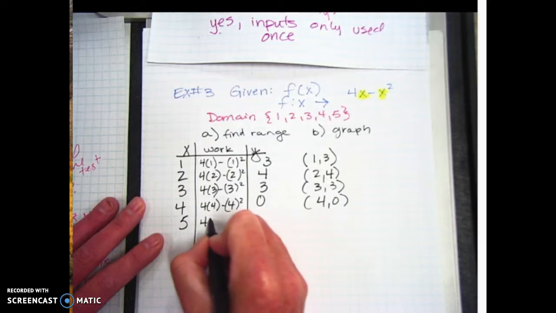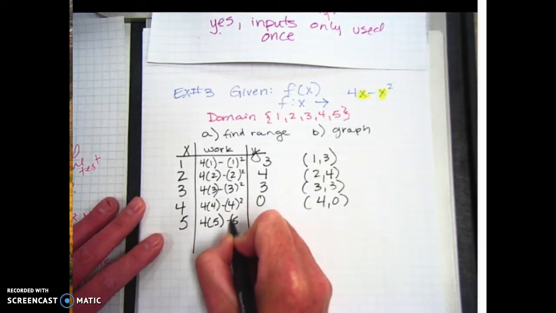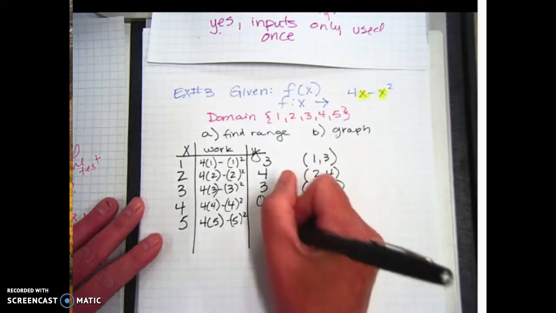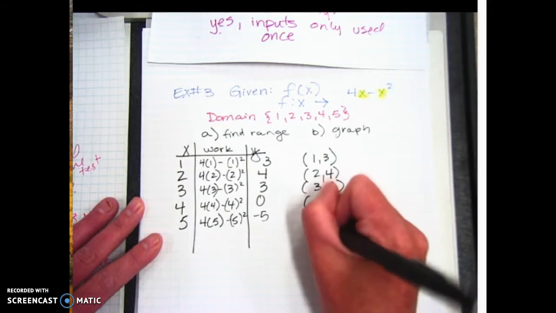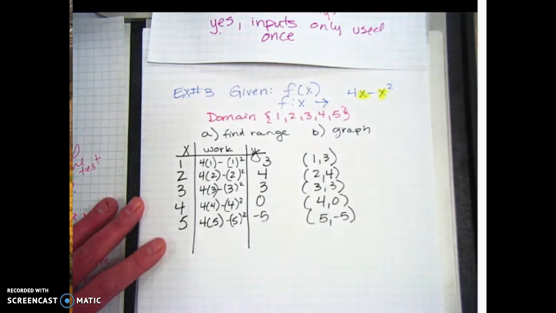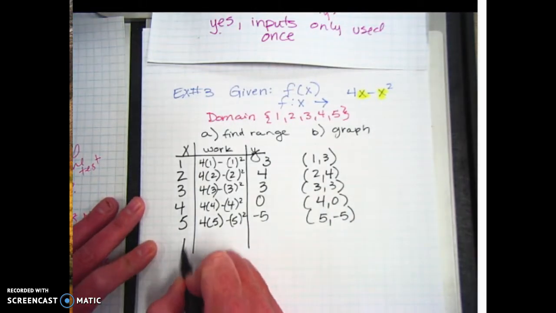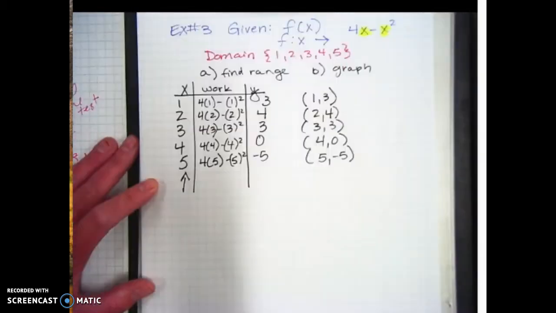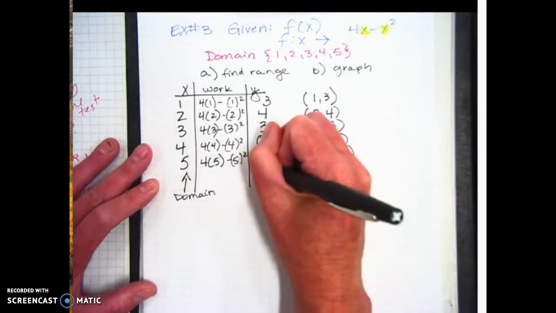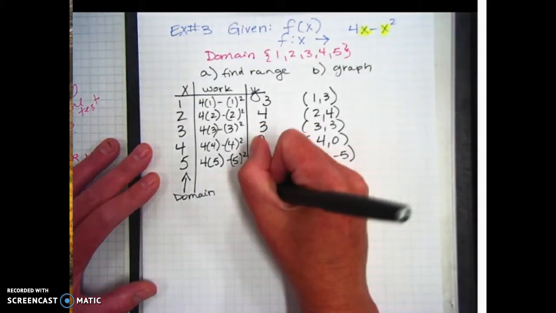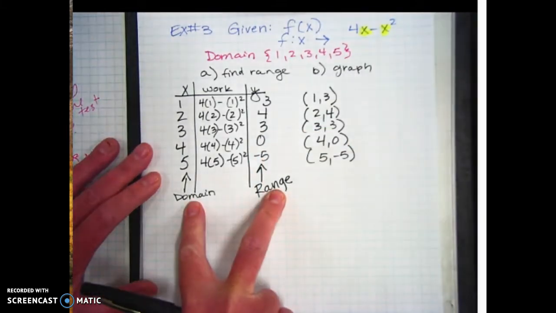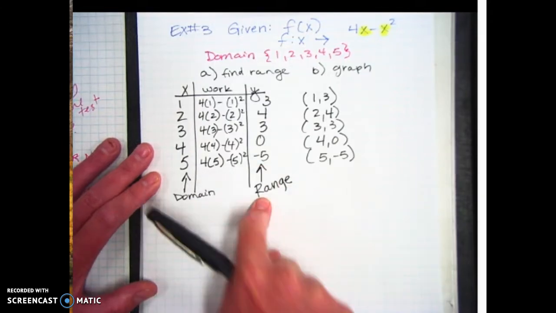Now we're going to plug in a 5. So we have 4 times 5 minus 5 squared. 4 times 5 is 20. 5 squared is 25. 20 minus 25 is negative 5. So the ordered pair we got there is 5, negative 5. Okay? So all these guys in this column, if they ask, are your domain. All these guys that we just spit out after we did the work on them are called the range. If they say they want the domain and the range, you list both. If they say they want the range, just list the range.